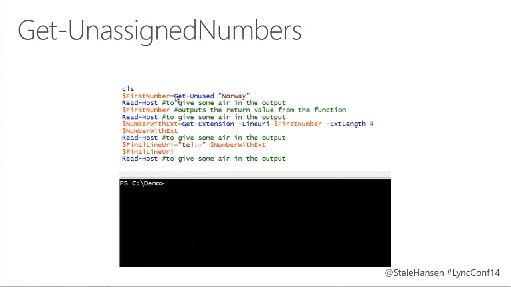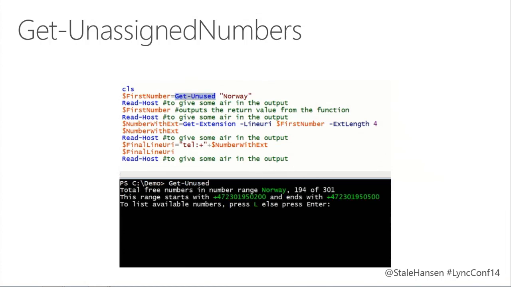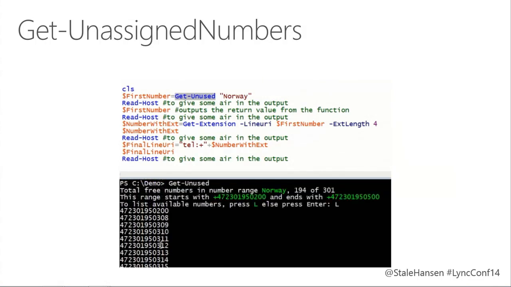And here I have the function get unused. If I run it without a parameter, it will go through all number ranges deployed, show me how many numbers are available, and the total amount of numbers. It will show me the start and end of the number range. And if you press L for list here, it will dump all available numbers for you. So the first available number is 308. And usually I don't want to give out the first number in the number range, because sometimes that's used for other crazy stuff.